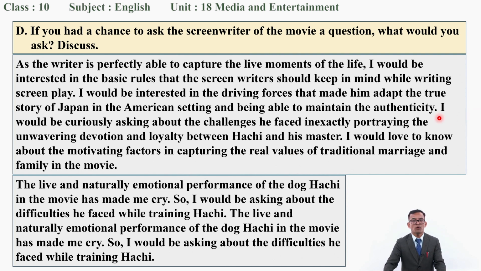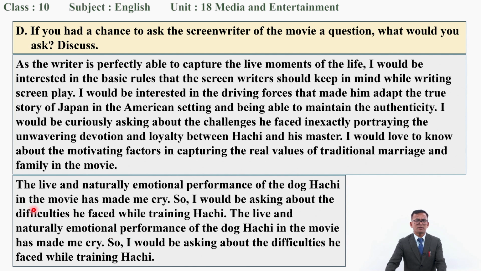I may be asking that, or some of you might be curiously asking about the challenges he faced in exactly portraying the unwavering devotion and loyalty between Hachi and his master. Oh my God! I would love to know about the motivating factors in capturing the real values of traditional marriage and the family in the movie, and so on.